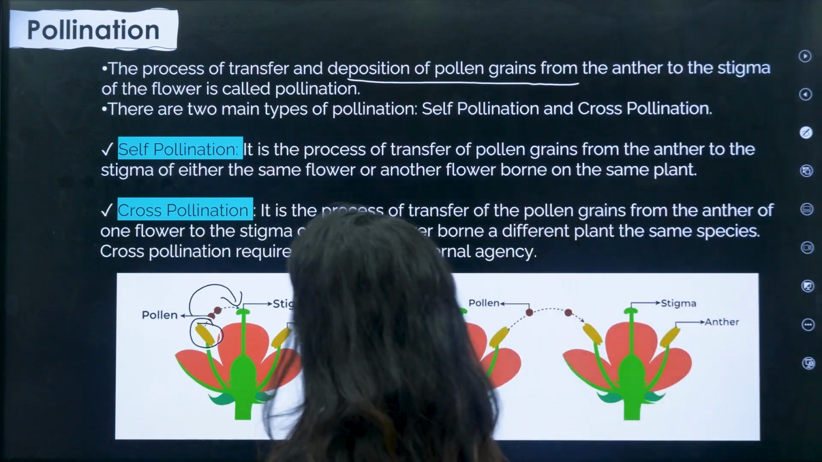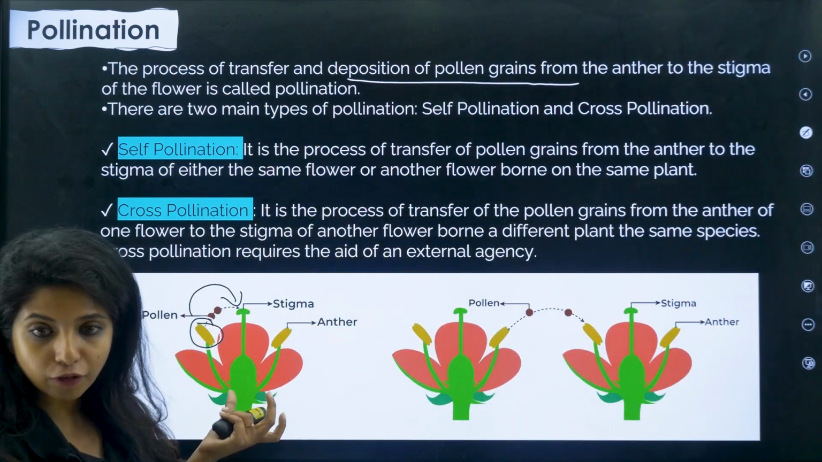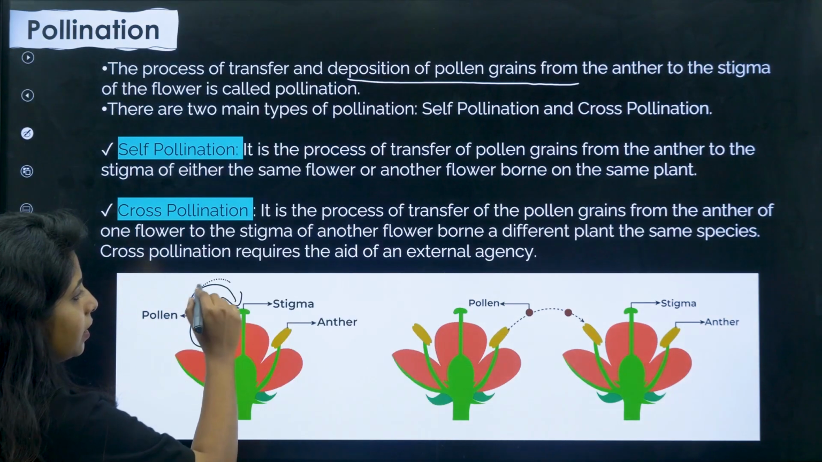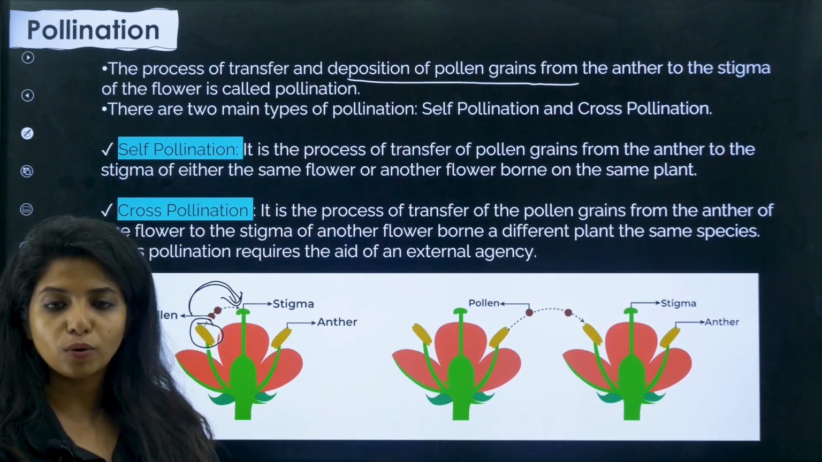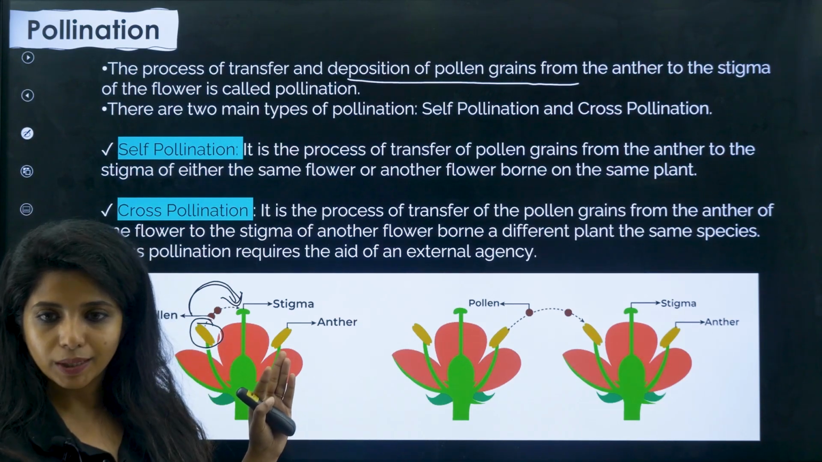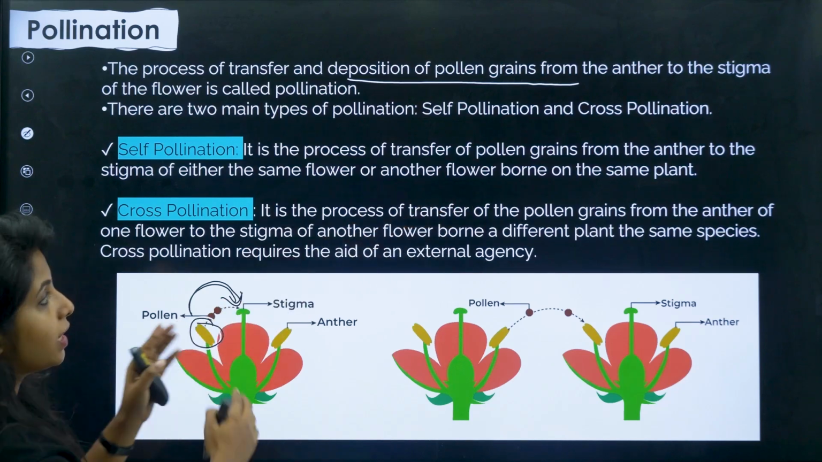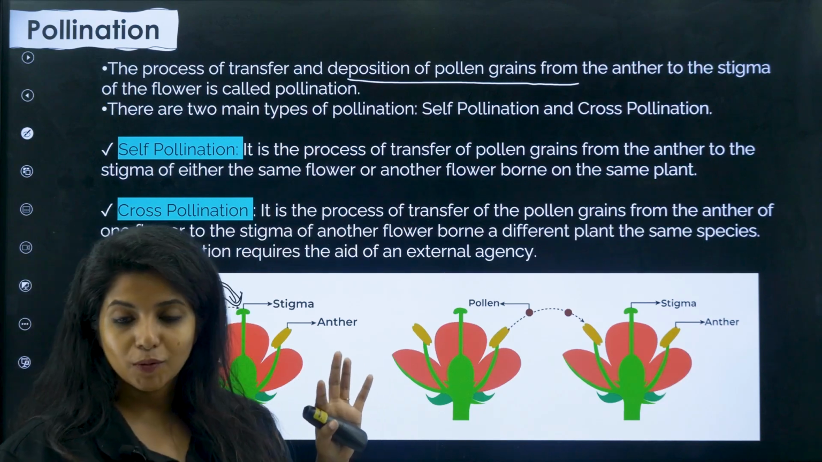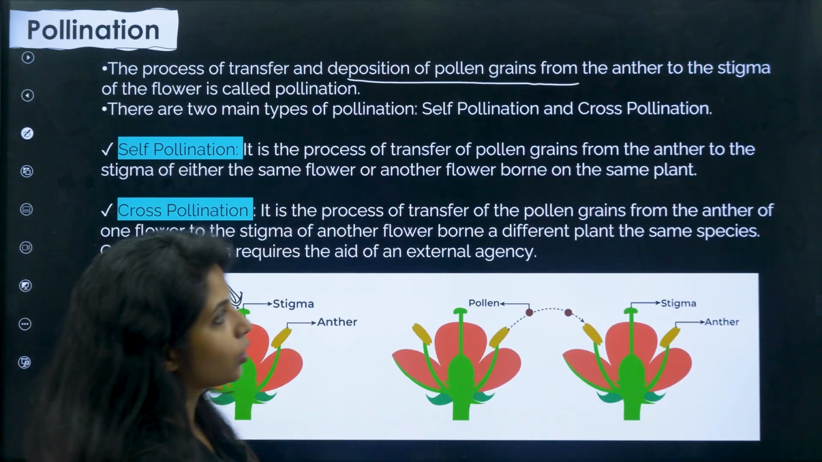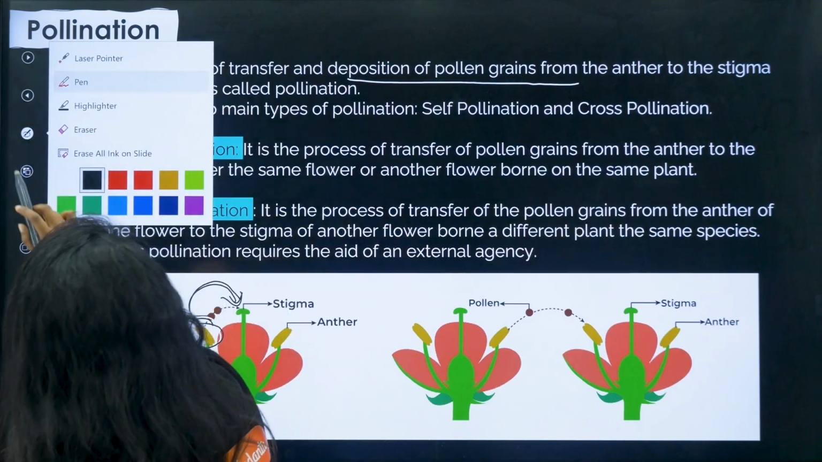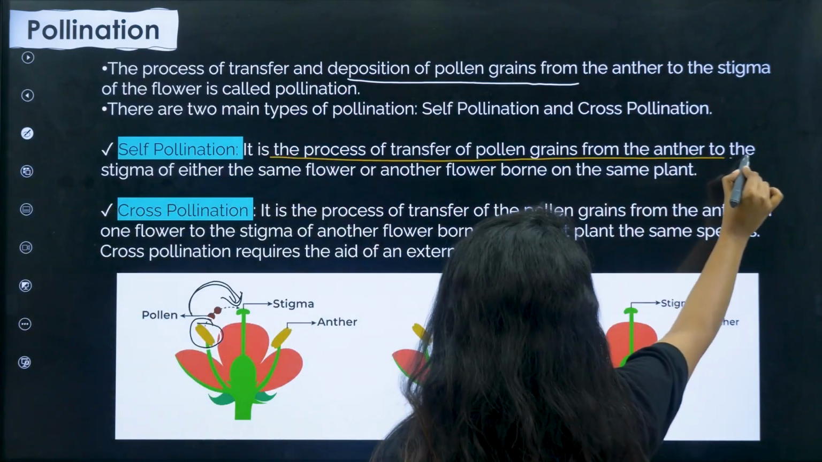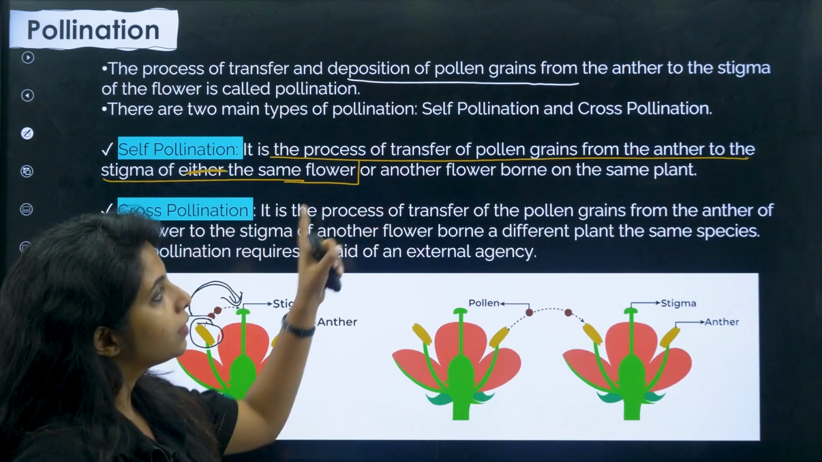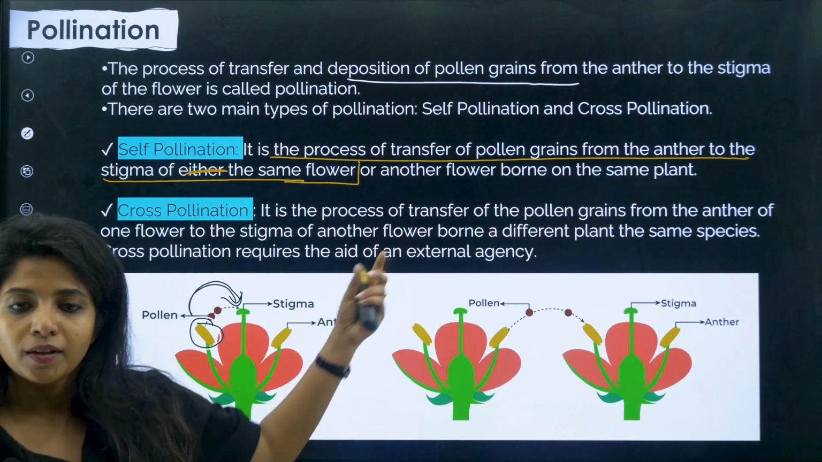Okay, so over here you can see the picture when there is a single flower and it has both these sexual organs. From here the pollen grains can travel to the stigma, land over there and do the whole process. This is known as self pollination. It is the process of transfer of pollen grains from the anther to the stigma of either the same flower or another flower borne on the same plant. So according to your NCERT, it's just the process of transfer of pollen grains from the anther to the stigma of the same flower. They have not mentioned the other in your NCERT, so please do not learn that. So the same flower itself.